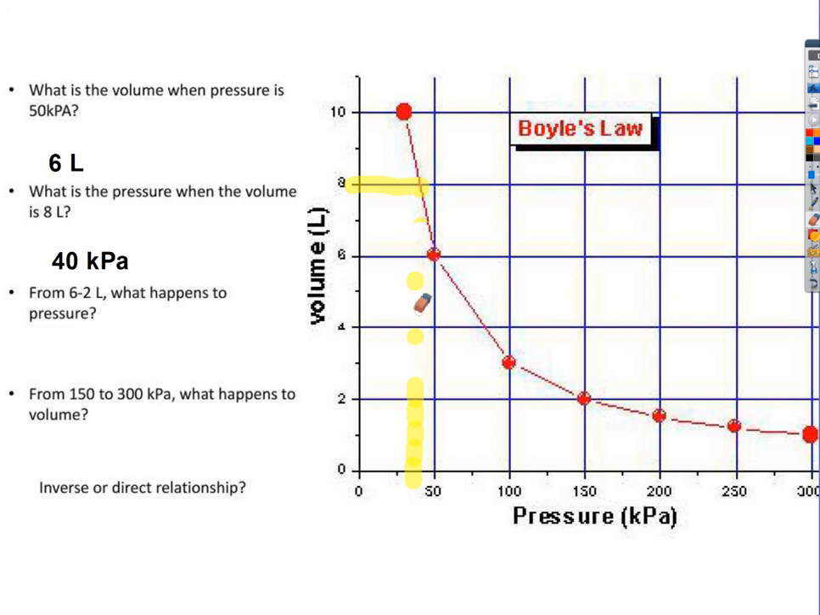From 6 to 2 liters, what happens to pressure? So what I like to do on these problems is look at the actual numbers themselves and then figure out, are the numbers increasing or decreasing? So at 6 liters, you are at 50 kPa, and at 2 liters, you'd be at 150 kPa. So you went from 50 all the way to 150.